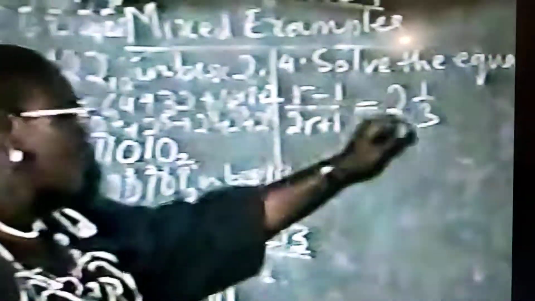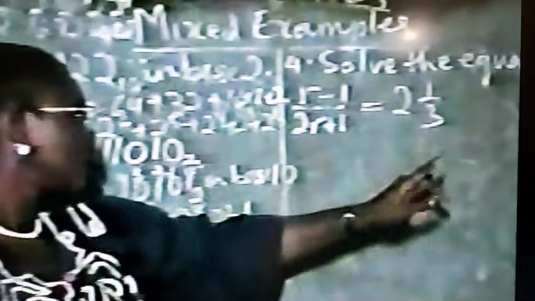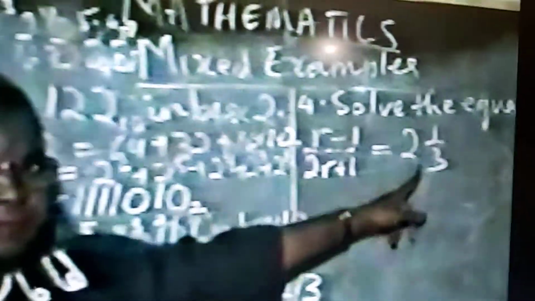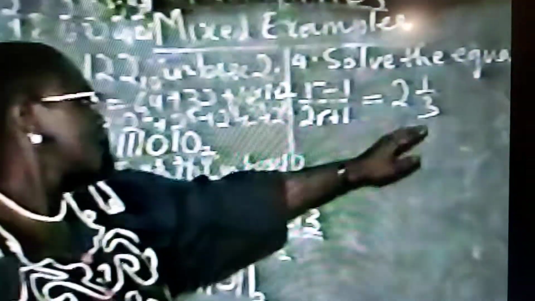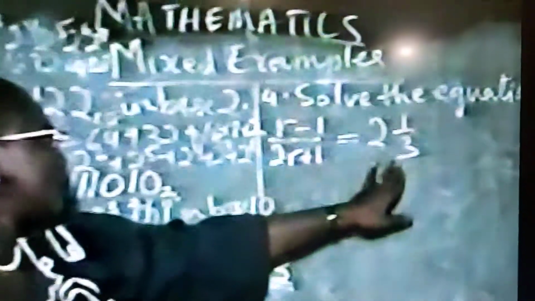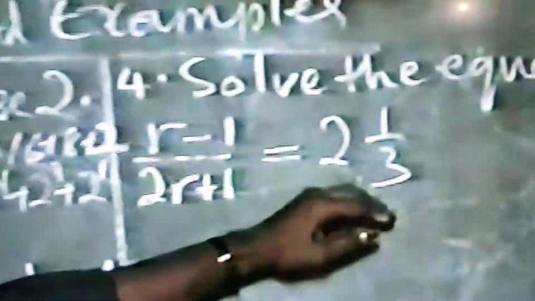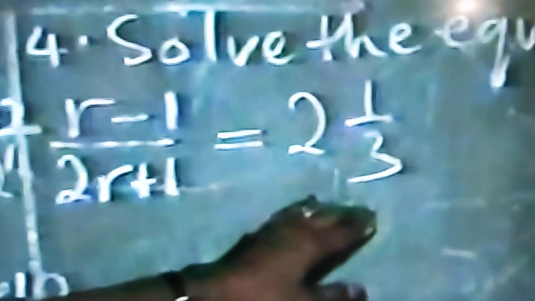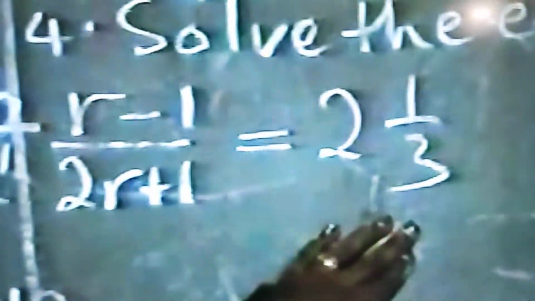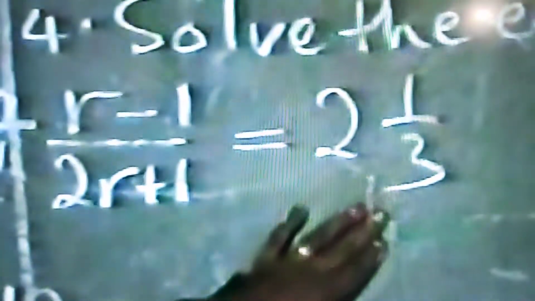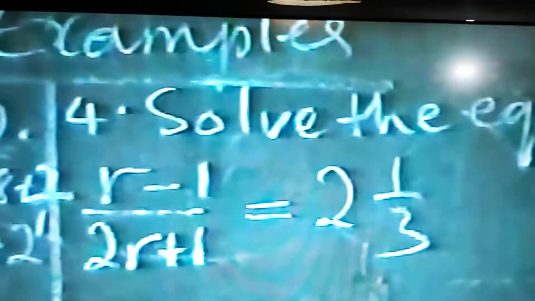But here, we also have an additional problem. We are given a mixed number, which is not the usual way a fraction is supposed to be expressed. So we don't want a mixed number. We change it to improper fraction. I hope you got that right. You change this to improper fraction.